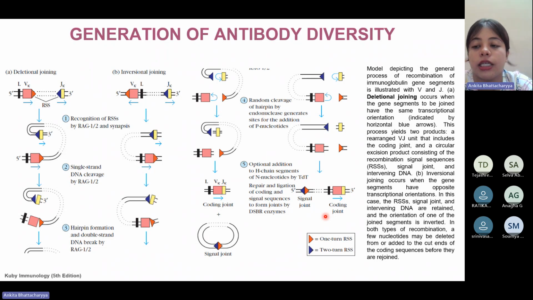In B, the inversional joining is observed, which occurs when the gene segments have opposite transcriptional orientation. In this case, the RSS, the signal joint, and the intervening DNA, all of them are retained. And the orientation of one of the joint segments becomes inverted. Both cases include some addition or deletion that occurs before the sequences are finally rejoined. So this is the way in which antibody diversity is being regulated at a molecular level, that either there can be excision or there can be inversion of subregions.